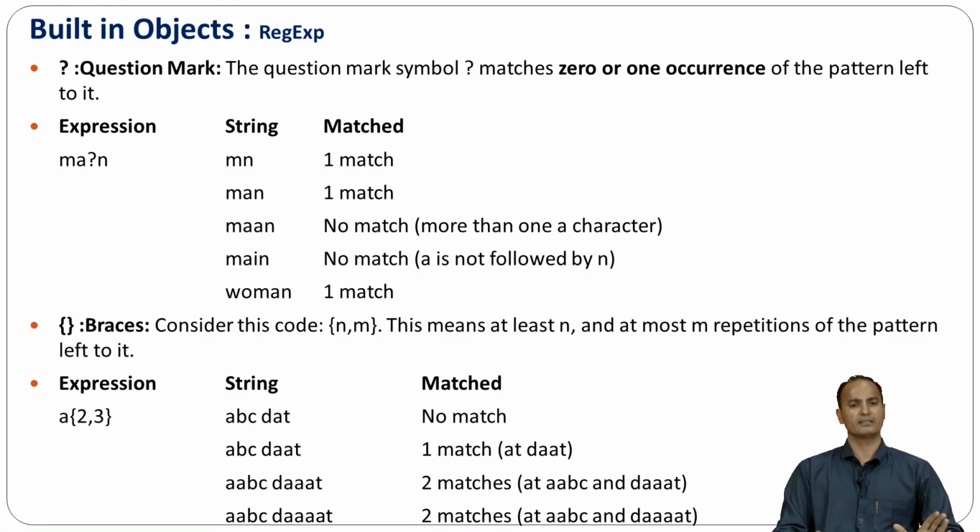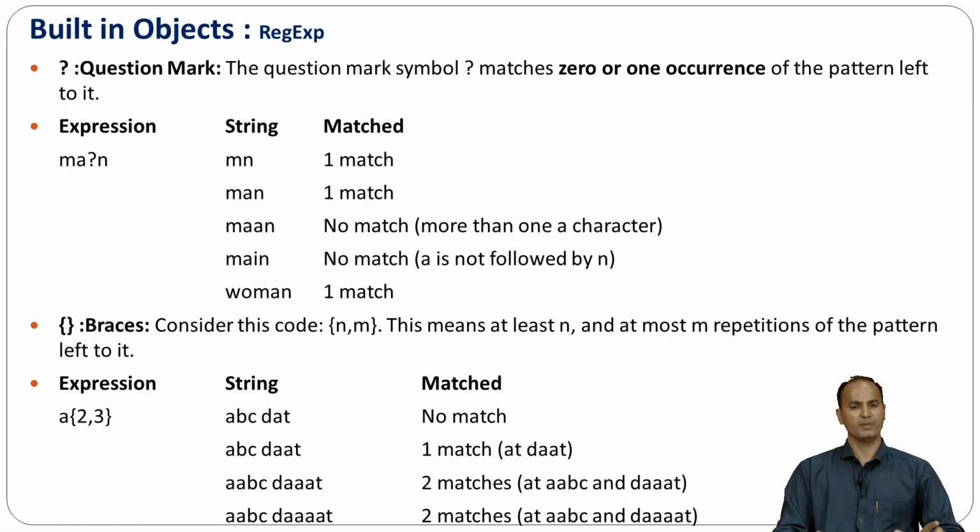So if we are writing like this, a in curly brackets 2 comma 3, that means a b c then d a a t. What does it mean? The a should be at least 2 times and maximum 3 times, not more than that. Okay, so the first one is not going to match. The pattern is not supported by that.